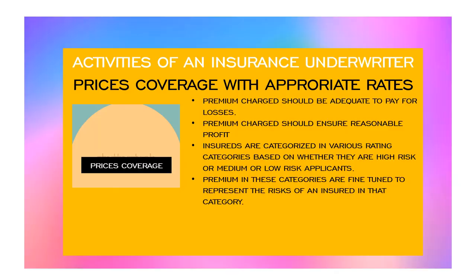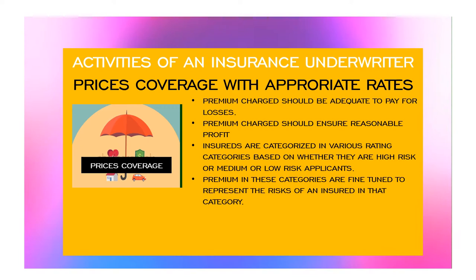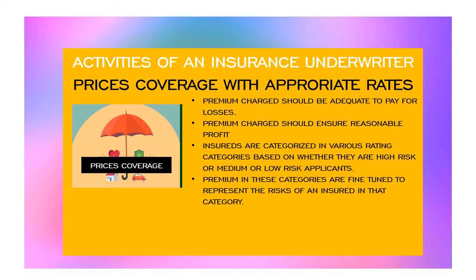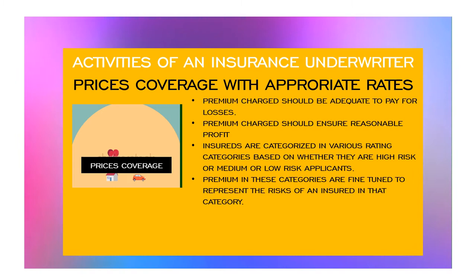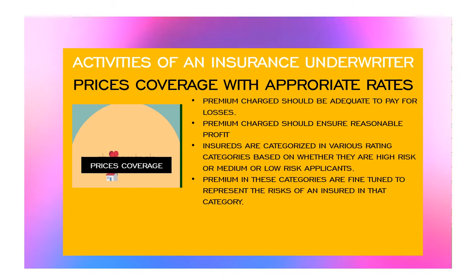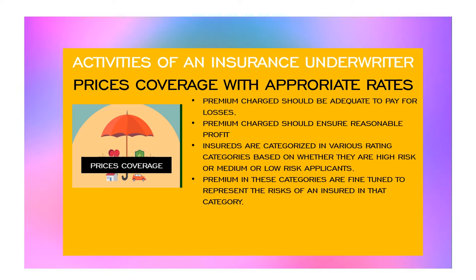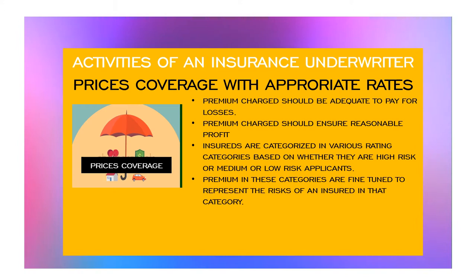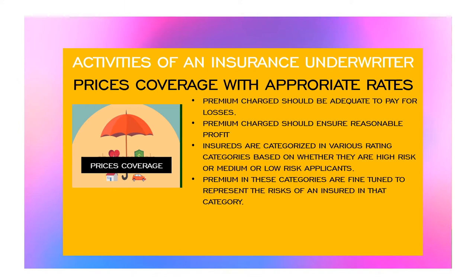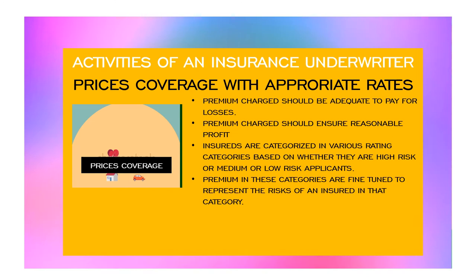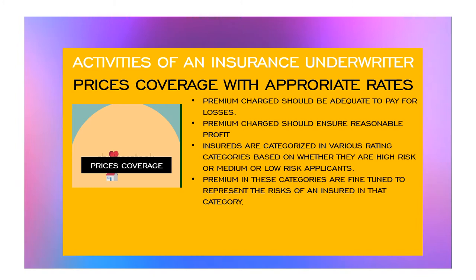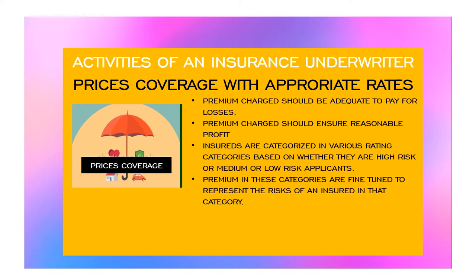Next, prices coverage with appropriate rates. Several factors affect the pricing. The insurance company has to make sure that the premium charged should be adequate to pay for losses. So, for applicants where the coverage is higher, the premium applied would be higher. Insureds are categorized in various rating categories based on whether they are high risk or medium or low risk applicants. For applicants who fall into high risk category, the premium would be appropriately higher. For applicants who fall into low risk category, the premium would be comparatively lower. Premium in various categories are fine-tuned to represent the risks of an insured in that category. Another important aspect is that the premium charged should also ensure reasonable profit to the insurance company.